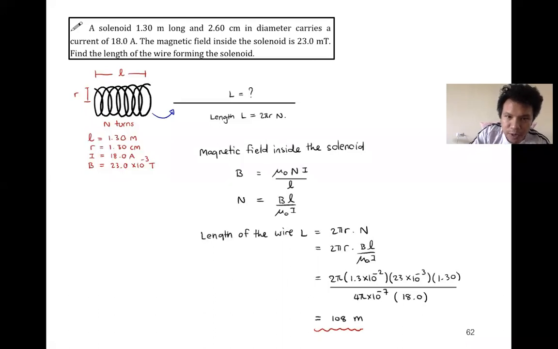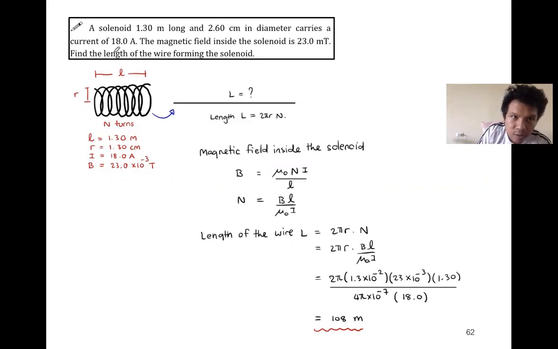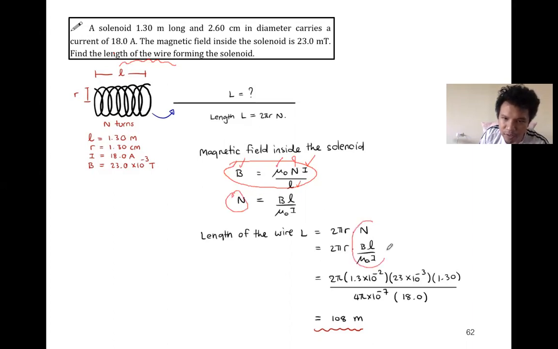But what we try to do is find the total length of the wire. From the magnetic field inside a solenoid, from the relation that we calculated from Ampere's law, we are given B, we are given I, and we are given L, but we are not given the number of turns. So our unknown variable is N, the number of turns. Now we can solve for the number of turns from the given information. But we want to find the length of the wire that forms the solenoid.